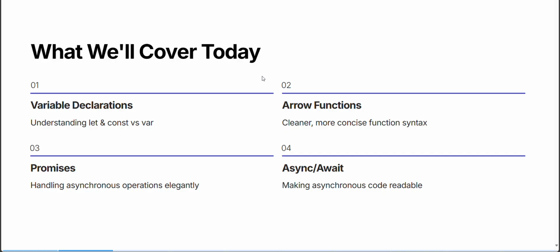First one, variable declaration. We will compare var, let, and const. Second one, arrow functions, a cleaner and shorter syntax for functions. Third one, promises. How to handle asynchronous operations elegantly. And finally, async and await, to make asynchronous code more readable. Let's get started with variable declaration.